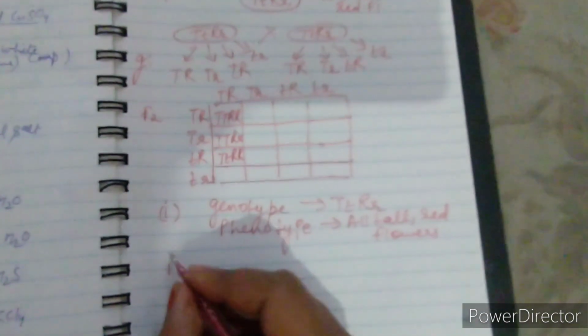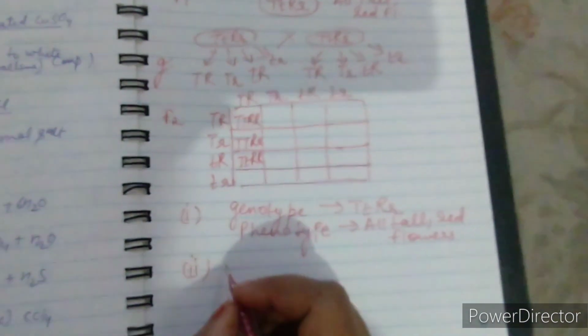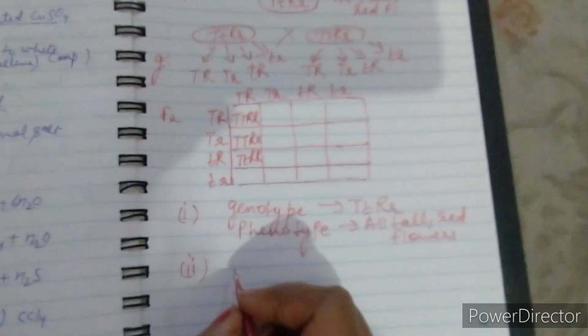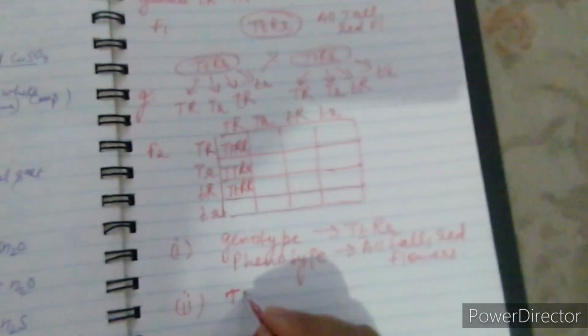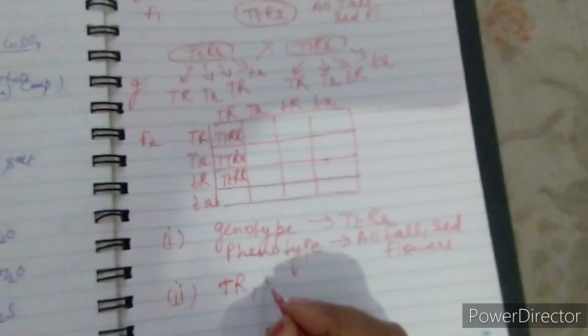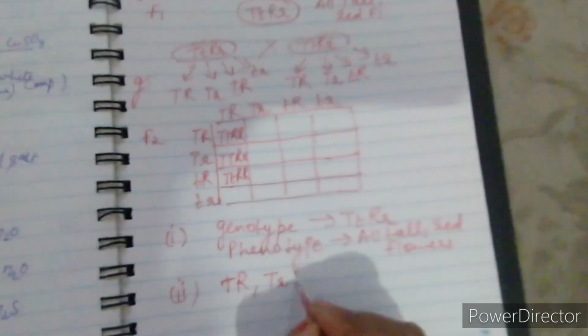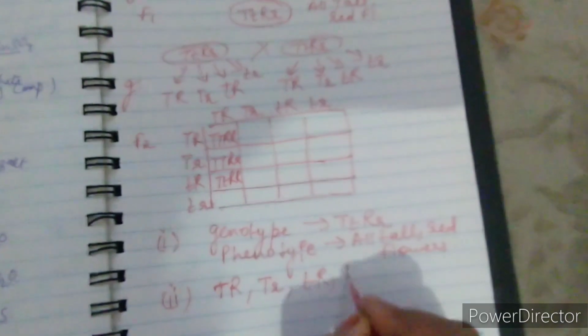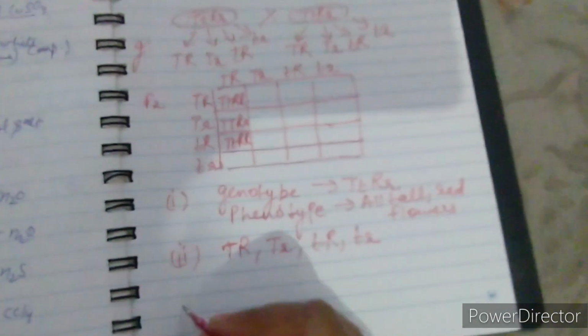Next we come to number second, in which you have been asked to give all the possible combinations of the gametes. So you can see here there are 4 possible combinations of the gametes. You will write capital T capital R, capital T small r, small t capital R, and small t small r.